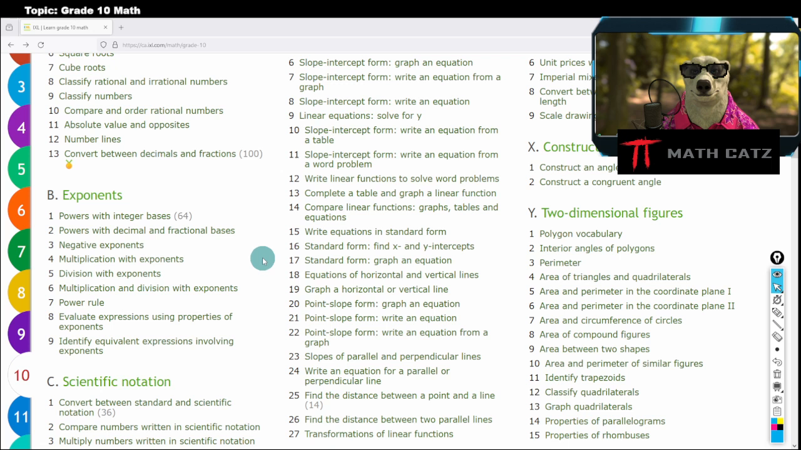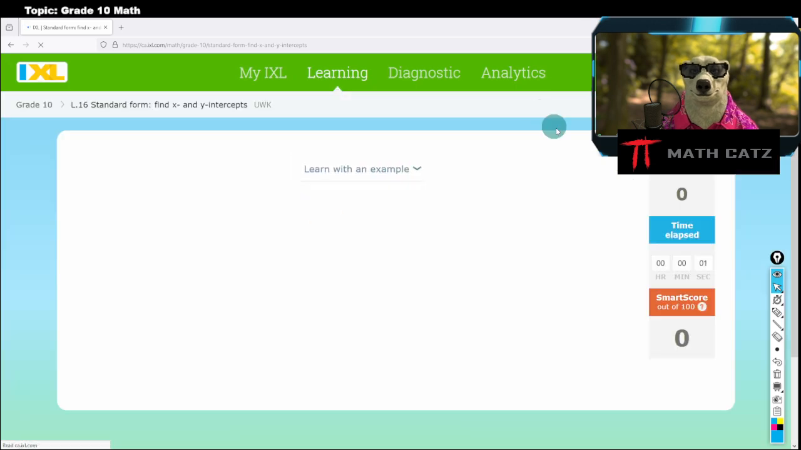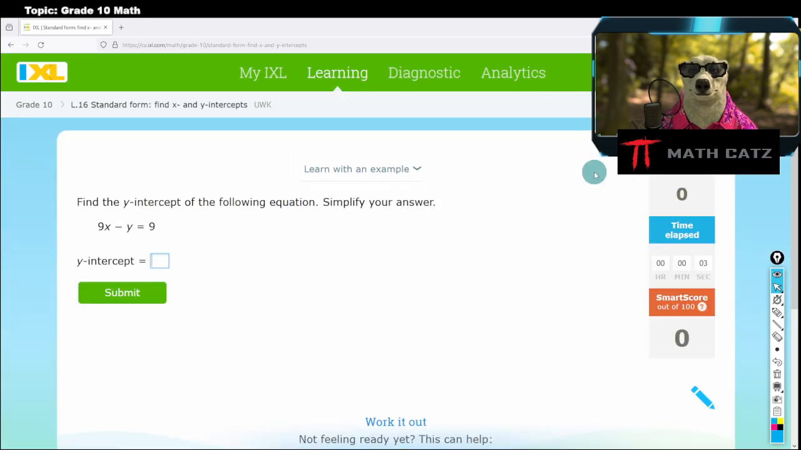I'm going to look at, I think it was 16, 17 here. Standard form of a linear equation. And I'm going to expand on this in a second. But right now, let's just warm up with here is our linear equation. Let's just find the x and the y intercepts.